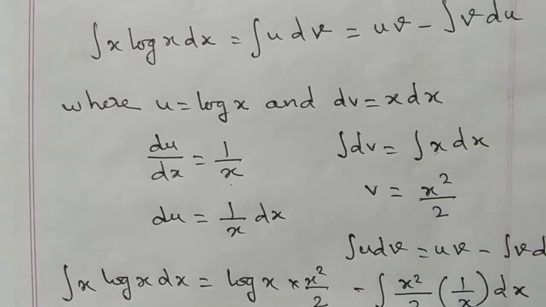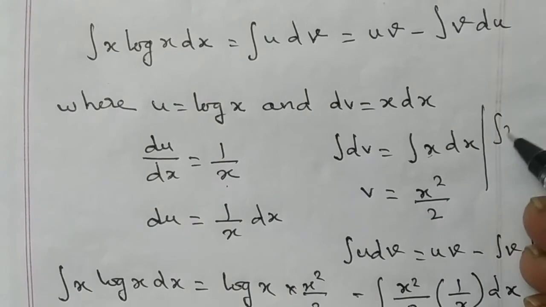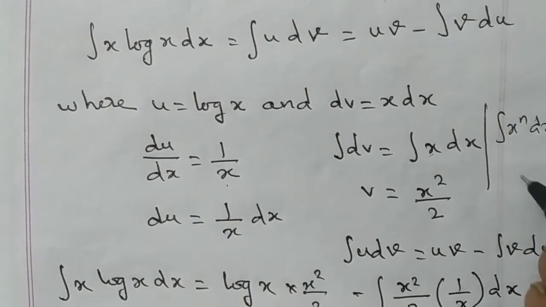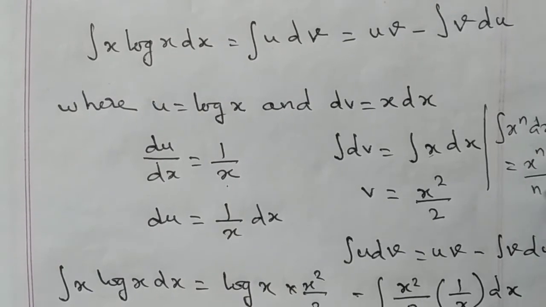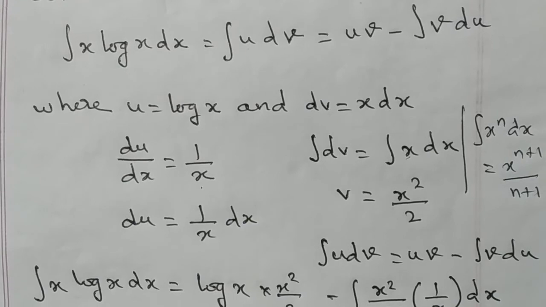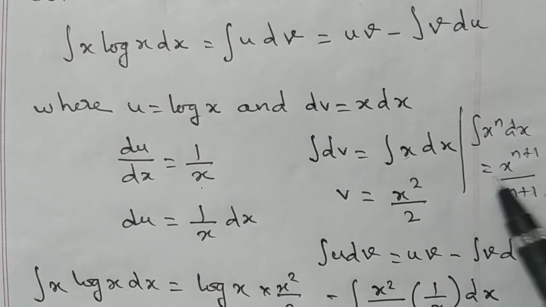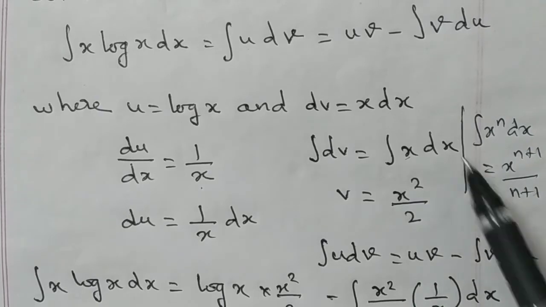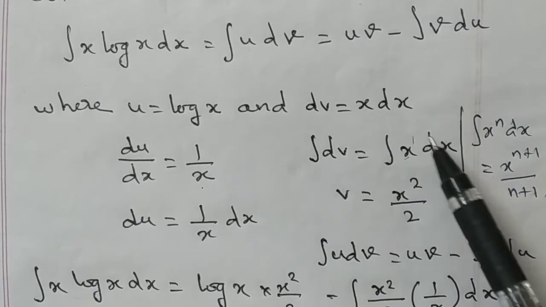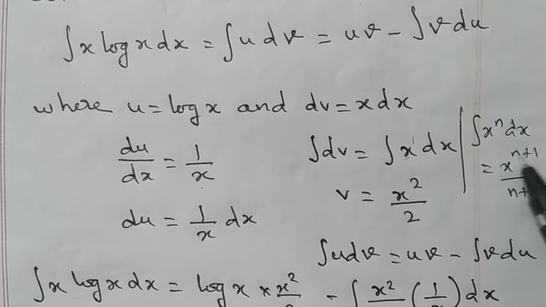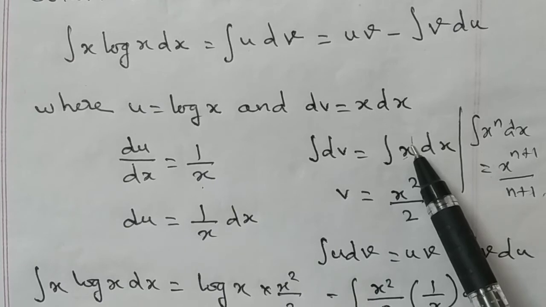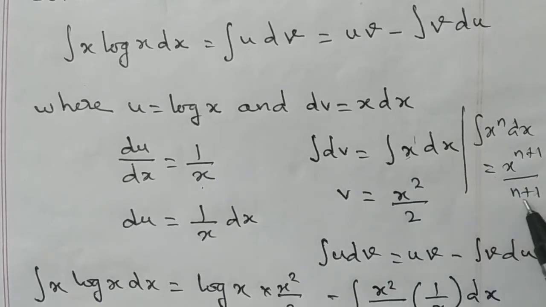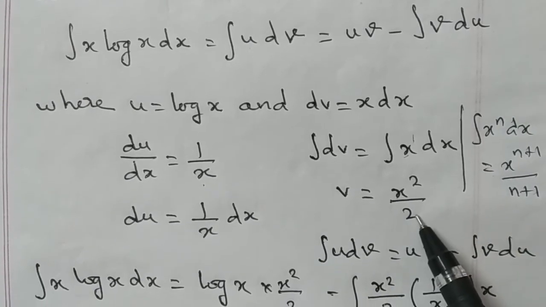What is the general formula? We know that the integration of x to the power n into dx equals x to the power n plus 1 divided by n plus 1. What is the power here? The power is 1, so n value is 1. So 1 plus 1 is 2, divided by 2. So we get the value x square by 2.